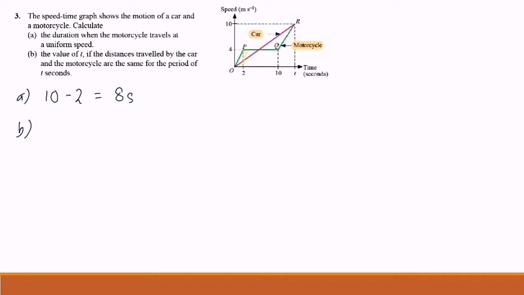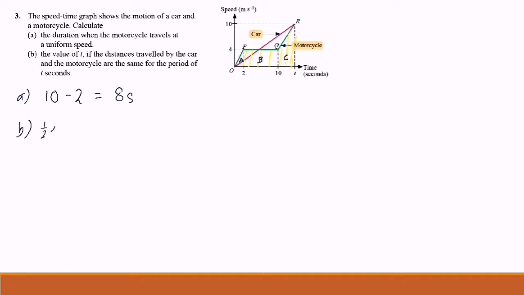We find the area under the graph. So area under the graph for motorcycle is this one, the yellow color. Area under the graph of motorcycle will equal the area under the graph of the car. So area under the graph of motorcycle, I can divide into 3 parts, A, B, C. Part A is a triangle.